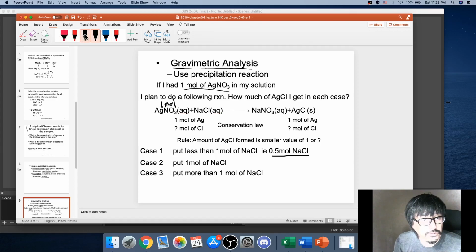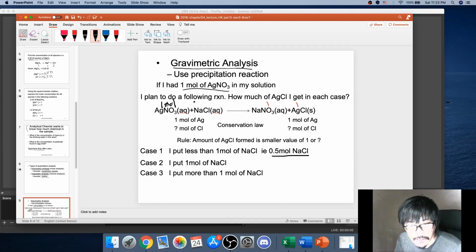So instead of that, if I have 1 mole of that, then it's 1 to 1 to 1 to 1. So I'm going to form 1 mole of that and then 1 mole of that. That was the easy one.